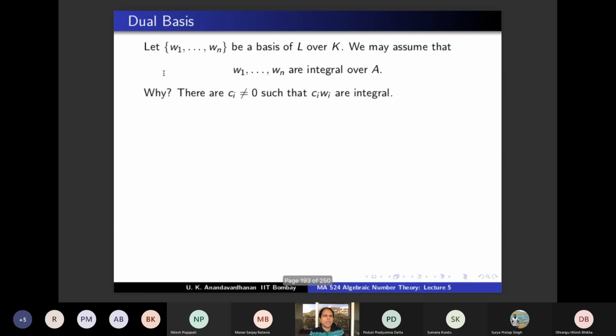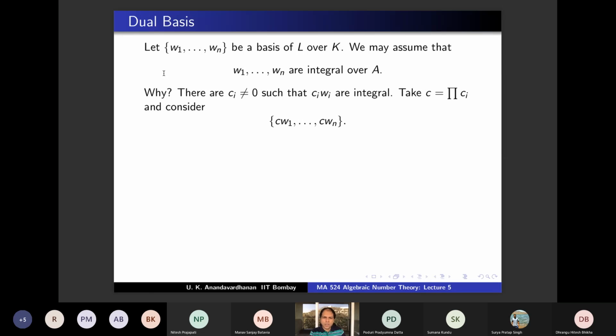The reason is as follows. We have proved earlier that for each of the wi, there is a corresponding Ci such that the product is integral. This Ci is from A. You can take the product of the Ci's and multiply with that C. So you can take Cw. C is a product of integral elements, so C is integral.